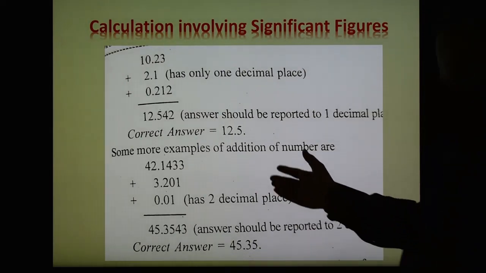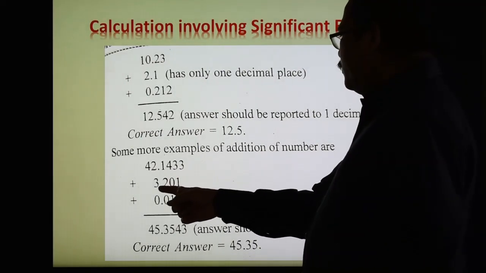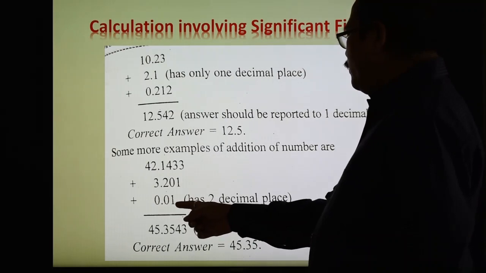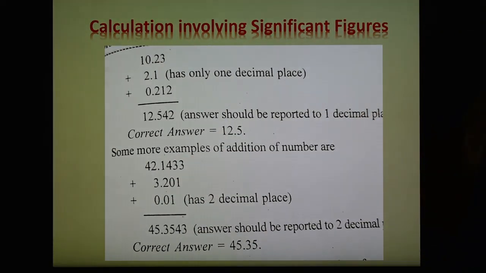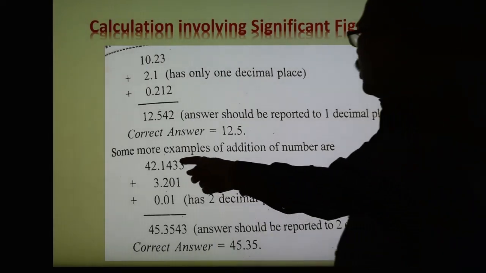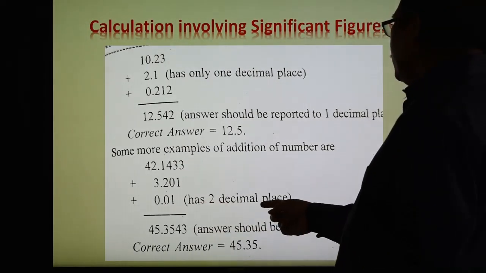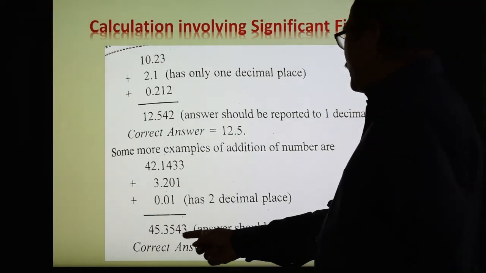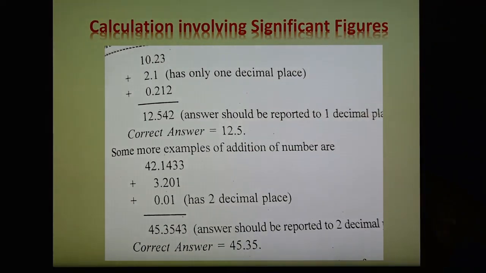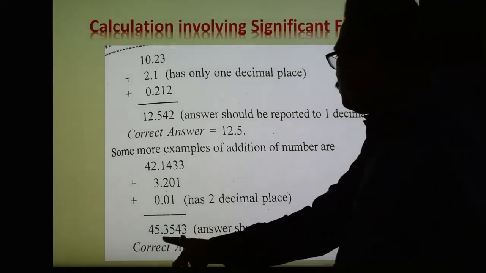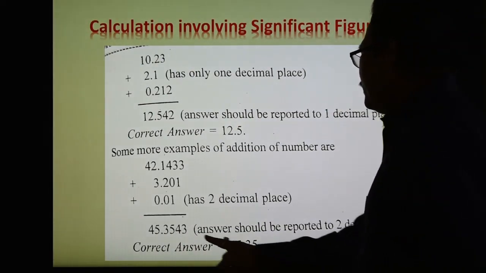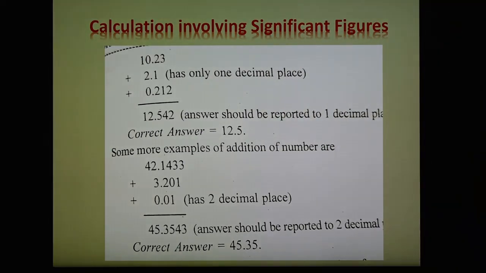Another example of addition of numbers: this number is added with this 3.201 and 0.01. In this case there are 2 decimal places, in this case 3, in this case 4. Out of these three numbers, this number has the fewest, 2 decimal places. After adding we get this answer, and the final result should also be reported up to 2 decimal places. Therefore the correct answer is 45.35, only 2 decimal places. So this is the case of addition.